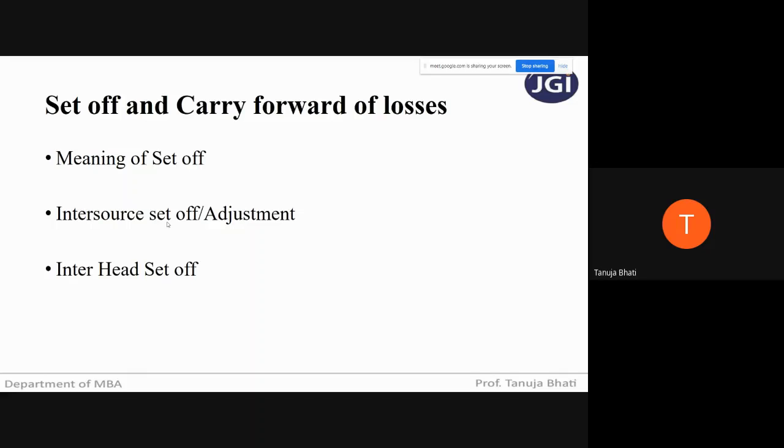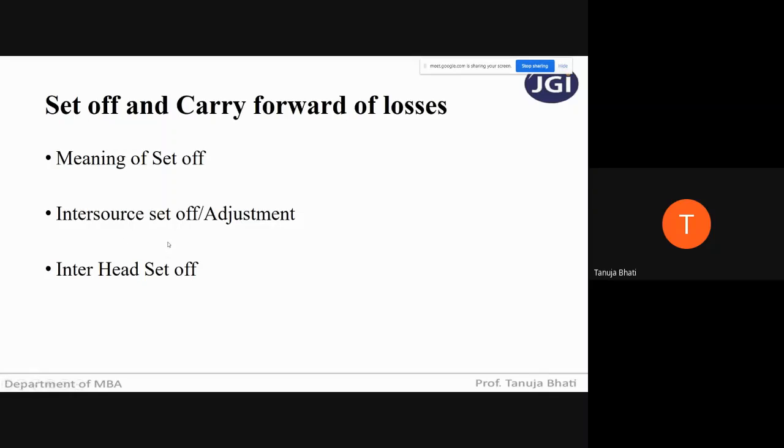So under inter-source set-off, losses incurred by the assessee in respect of one source shall be set off against the income of another source, but under the same head of income. So is this clear? Loss from one source of income can be adjusted against the income of another source of income, but both the sources should be under the same head.